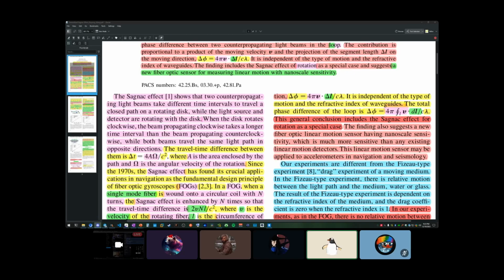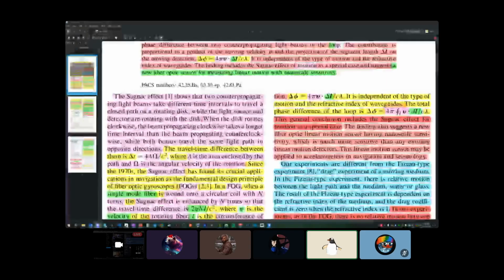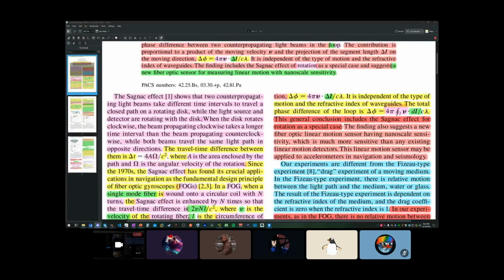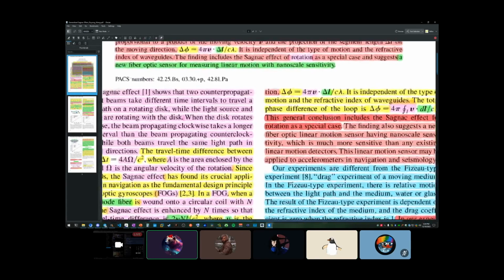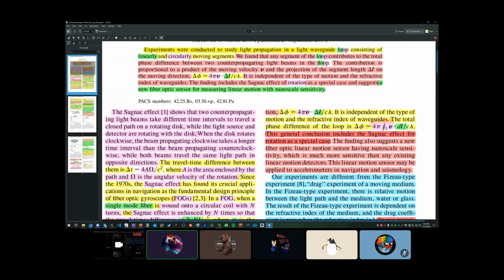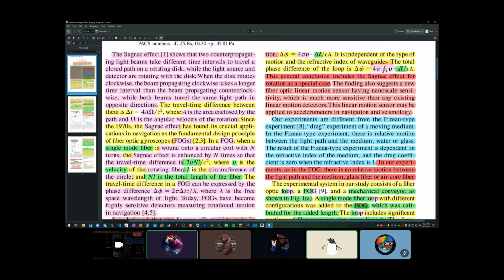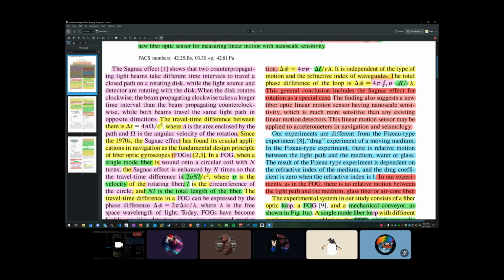"The finding also suggests a new fiber optic linear motion sensor having nanoscale sensitivity, which is more sensitive than any existing linear motion detectors. This linear motion sensor may be..." Dude, like, what the heck? Hey, we could use this to measure linear motion. He's literally explaining we could use this to measure linear motion. No, I think it's nothing to see here. Relativity's been reaffirmed.